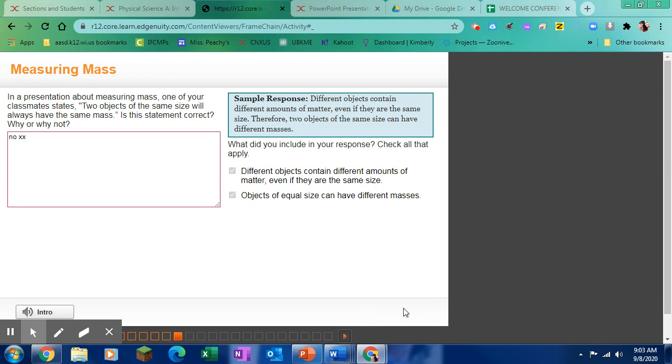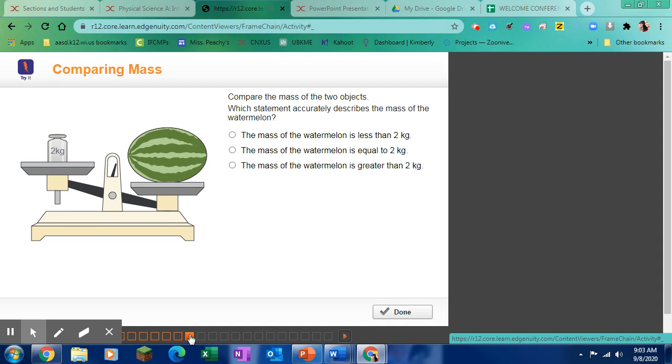Okay. Different objects contain different amounts of matter, even if they are the same size. Therefore, two objects of the same size can have different masses. Use the image to compare the mass of the two objects. The mass of the watermelon is greater than 2 kilograms.